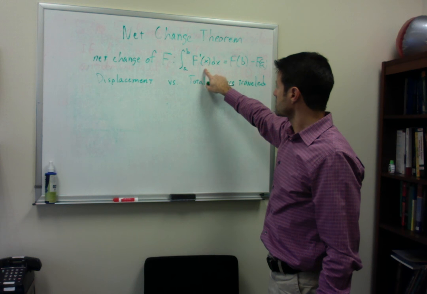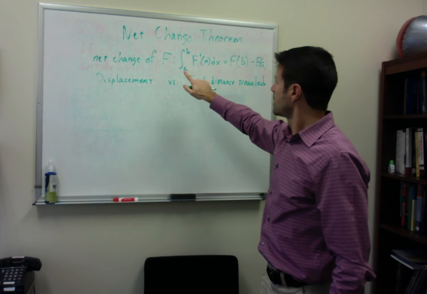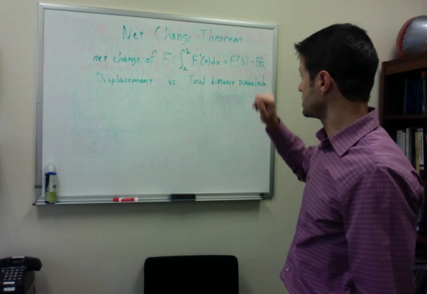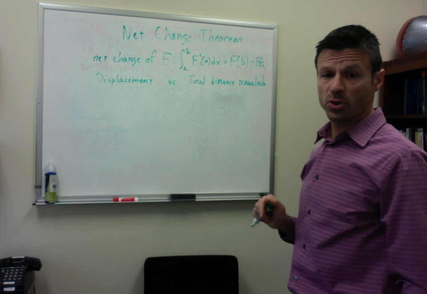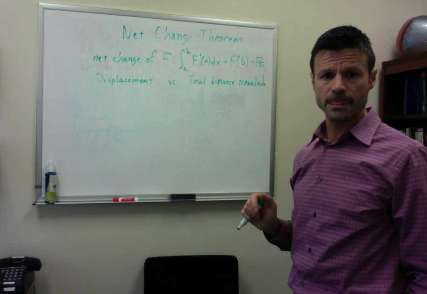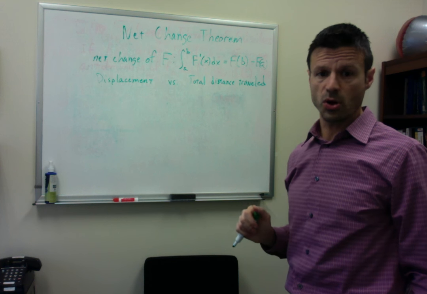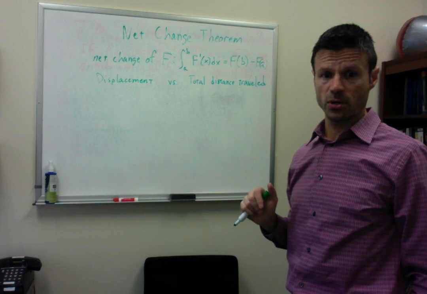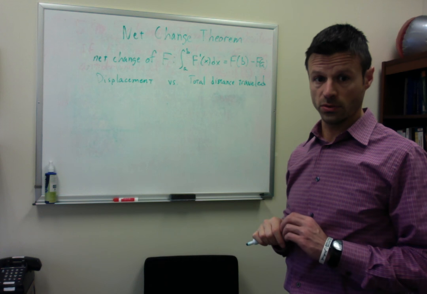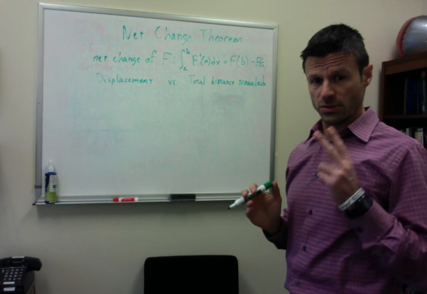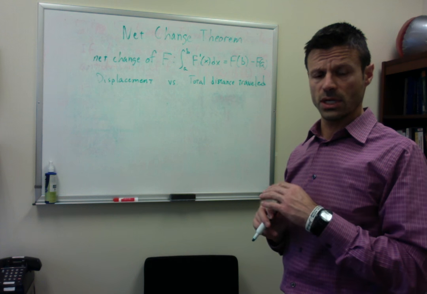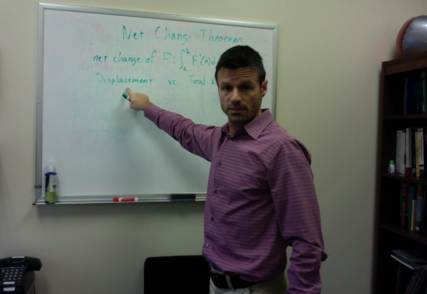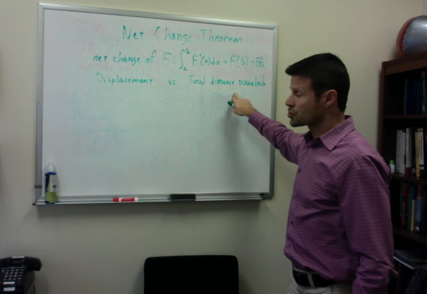And so this integral actually gives us a net change of capital F, the antiderivative. And so this is the net change theorem. The typical example is when we have a position function, or let's say the velocity, of some particle, and there are two things we can compute related to this particle moving. One is displacement, and the other is the actual total distance traveled.